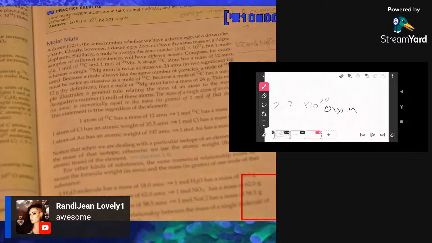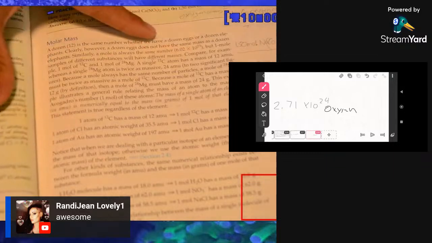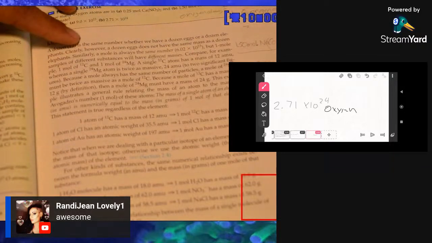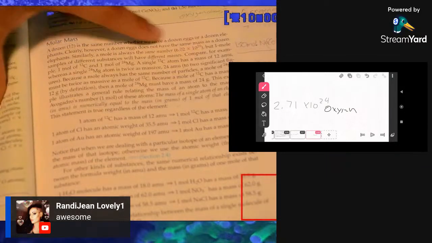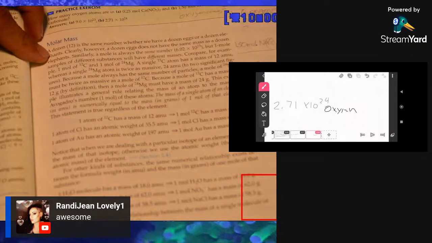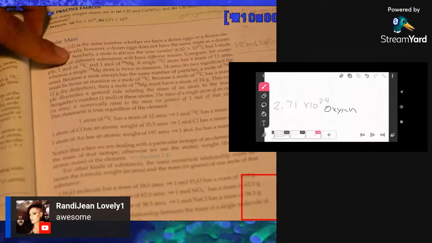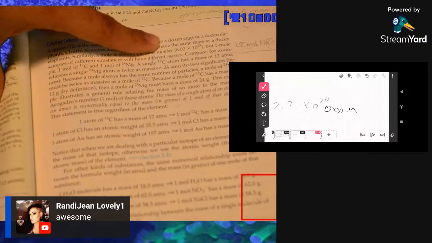Molar mass. A dozen, 12, is the same number whether we have a dozen eggs or a dozen elephants. Clearly, however, a dozen eggs does not have the same mass as a dozen elephants. Similarly, a mole is always the same number, 6.02 times 10 to the 23rd, but one mole samples of different substances will have different masses.